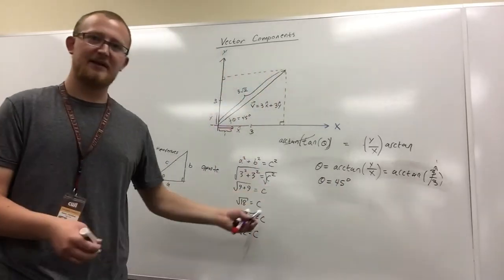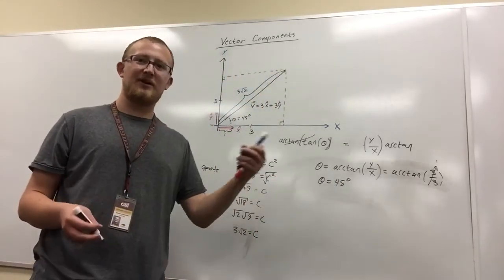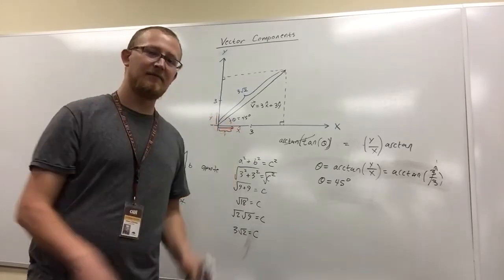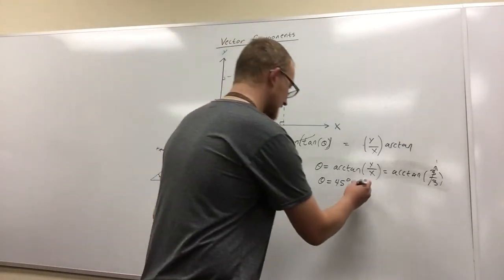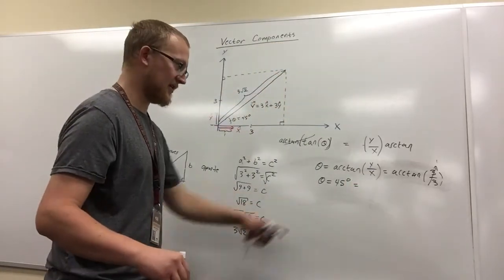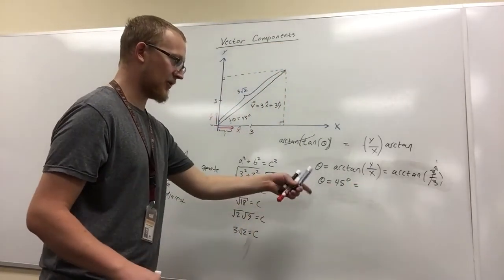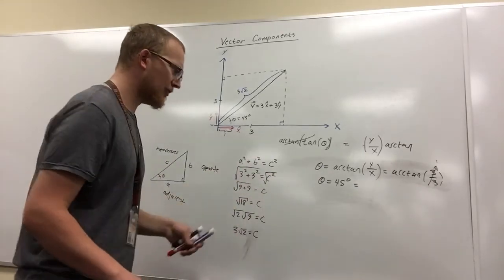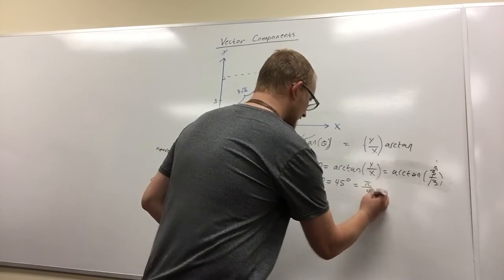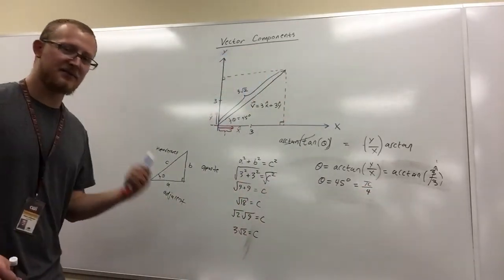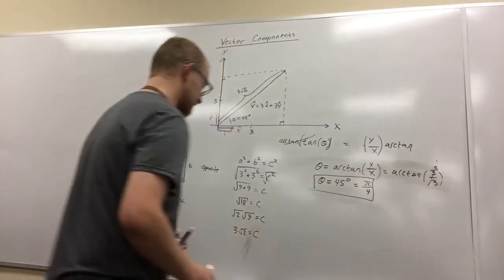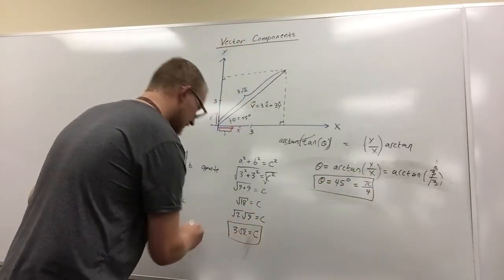We use degrees a lot in physics, but there's also times, like when we start getting to some angular physics, some angular motion, where we're going to use radians as well. So it's good to get used to this. So if we remember on the unit circle, 45 degrees is pi fourths, because it's half of 90, and 90 is pi halves. So now we have our direction, we have our magnitude.